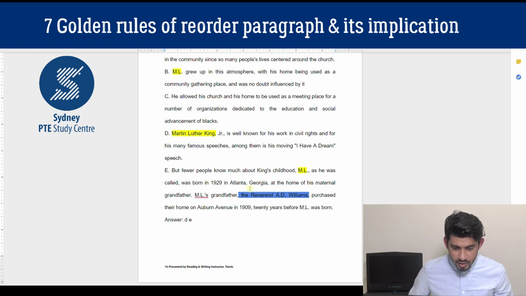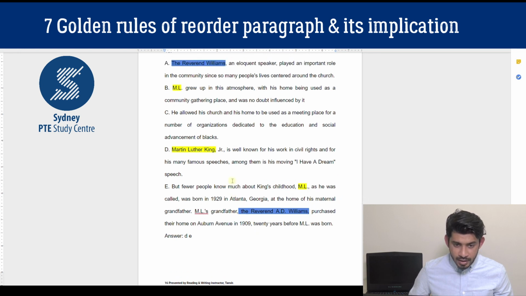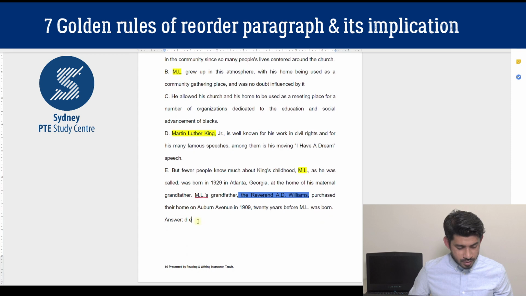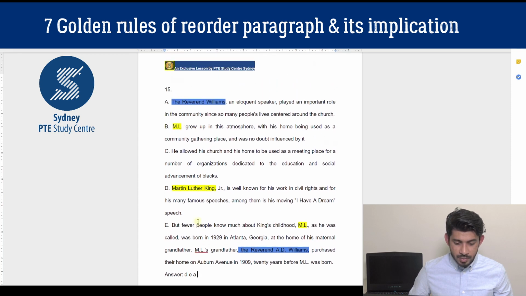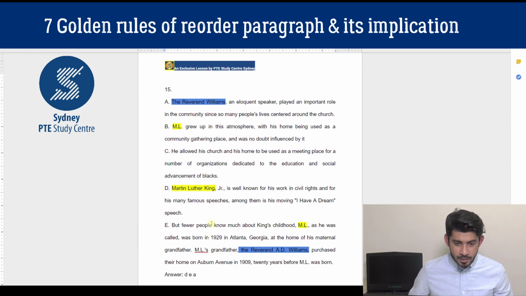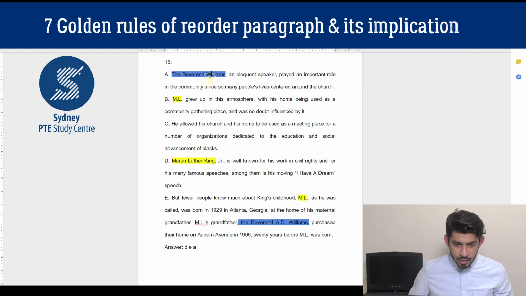Then, as E has this name, which is in the later half of the sentence, and it came in the first half of the other sentence, according to our 7 golden rules, according to number 1, A comes after E, right? So I'm done with my first 3 sentences. That means first 2 pairs, DE and EA. All right, and then B and C, these 2 sentences are left, right?